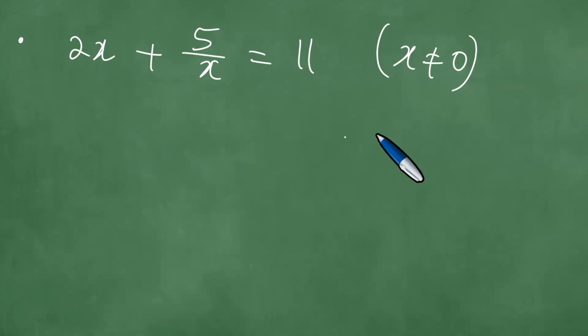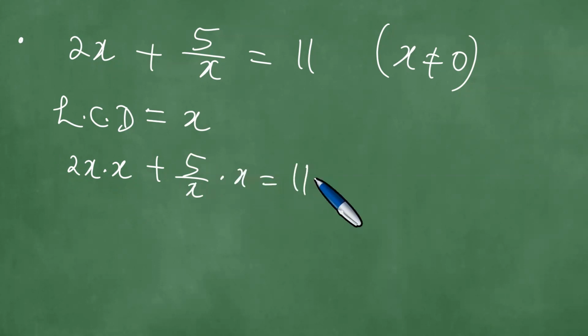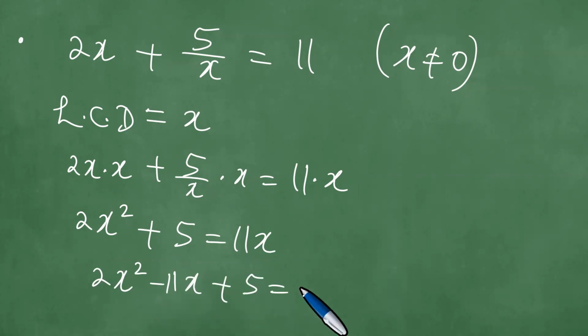Okay, we multiply, we consider the LCD, okay? It's like Yolanda was talking, or somebody. The denominator is only x. So the lowest common denominator is x. And we multiply each of the terms by the lowest common denominator. We take 2x multiplied by x. We have 5 over x, we multiply by x. We have 11, we multiply by x. And this is exactly 2x squared plus 5 equals 11x, which is 2x squared minus 11x plus 5 equals 0.